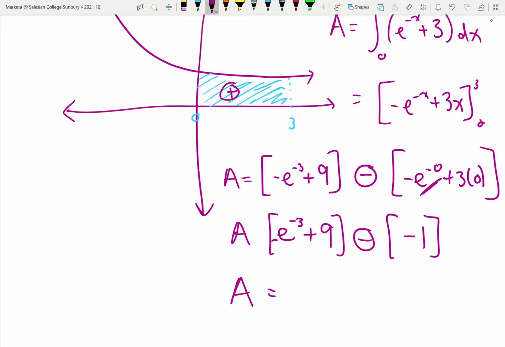So this is going to be 9 plus 1, which is 10, minus e, I'll write it as 1 over e to the 3. And my units is nothing specified, so I write square units. So that would be our answer.